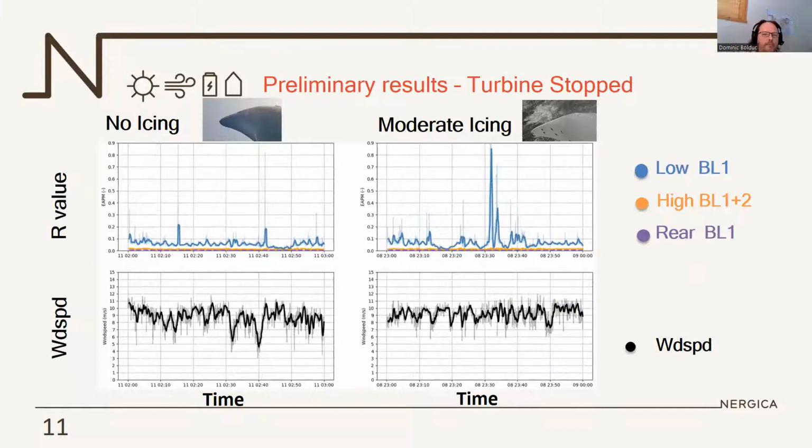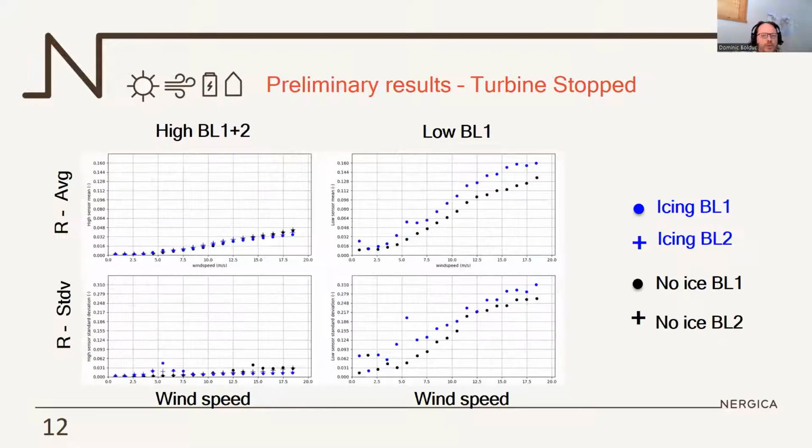When the turbine is stopped, it's a little more difficult to see if we can detect ice, because it's very difficult to find a period where the wind is very similar. But when we look at it statistically, we see a clear result: the R value is a little higher than the R value for no ice for the low sensor.